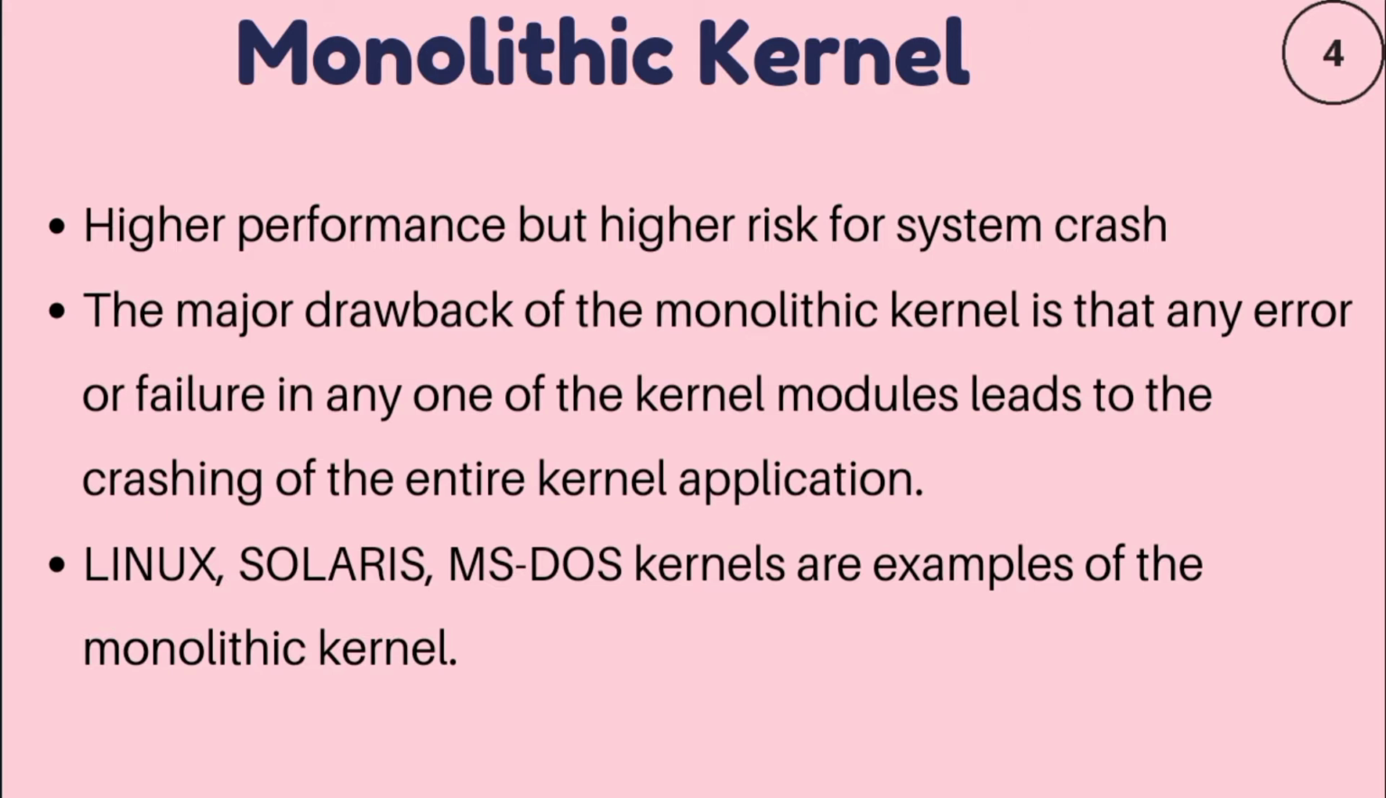How is it responsible for high risk of system crashes? The major drawback of the monolithic kernel is that any error or failure in any one of the kernel modules leads to the crashing of the entire kernel application. Examples for the monolithic kernels are Linux, Solaris, MS-DOS.